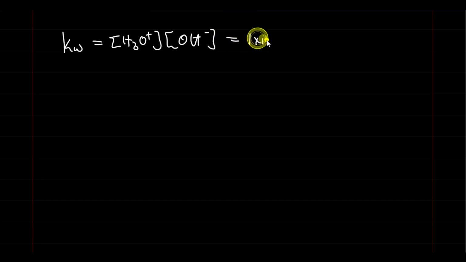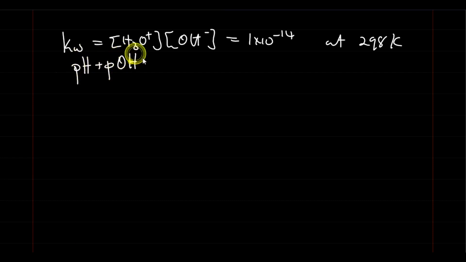Equals to 1 times 10 to the power minus 14 at 298 K, right? And pH plus pOH is equals to 14 at 298 kelvins. Okay, so you are going to use these two formulae.